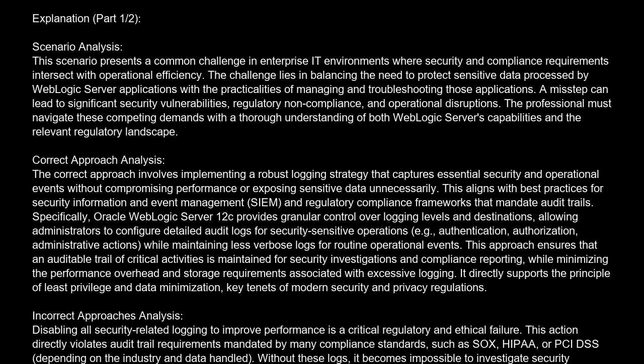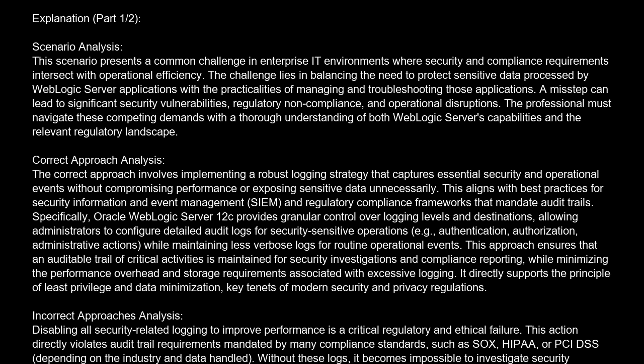The correct answer is D. Implement detailed security audit logging for all critical security events, such as authentication, authorization, and administrative actions, while configuring less verbose logging for routine operational events, ensuring a balance between auditability and performance.